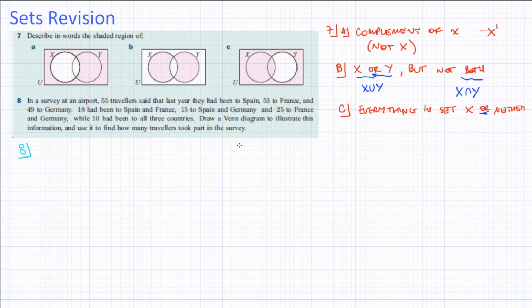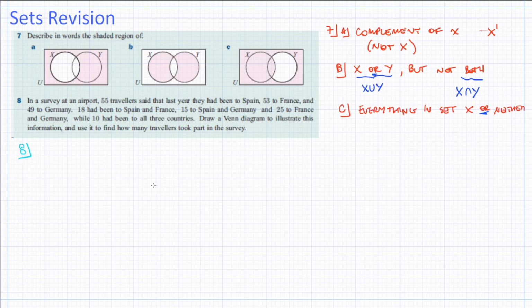In a survey at an airport, 55 travelers said that last year they had been to Spain, 53 to France, and 49 to Germany. 18 had been to Spain and France, 15 to Spain and Germany, and 25 to France and Germany, while 10 had been to all three countries. Draw a Venn diagram to illustrate this information and use it to find how many travelers took part in the survey.